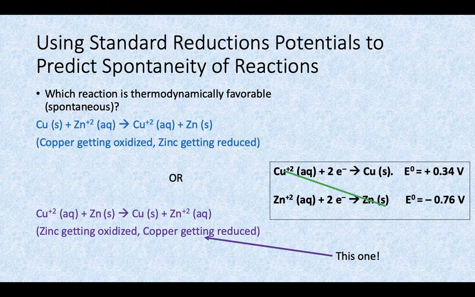You cannot get copper to react with a zinc solution spontaneously. You could force it, but it won't react on its own. The combination of chemicals that will react on its own are the solid zinc and aqueous copper.